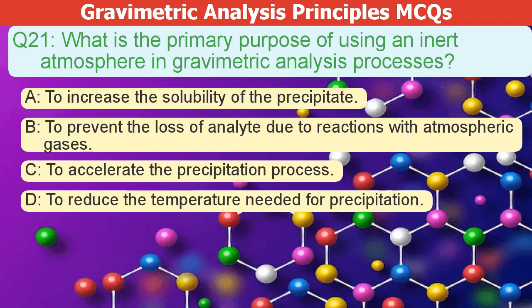What is the primary purpose of using an inert atmosphere in gravimetric analysis processes? A. To increase the solubility of the precipitate. B. To prevent the loss of analyte due to reactions with atmospheric gases. C. To accelerate the precipitation process. D. To reduce the temperature needed for precipitation.